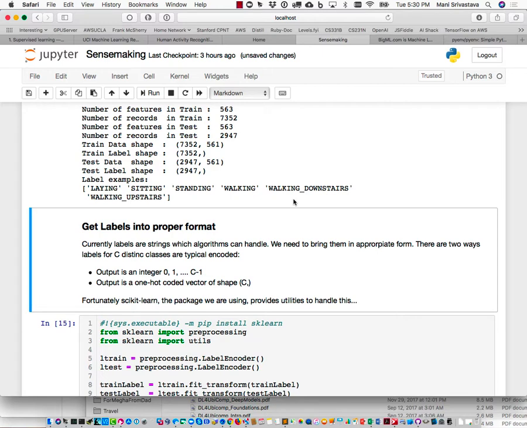So usually labels are things like strings or some numbers, but almost all packages and algorithms like to see labels in one of two forms. Either they expect output is, if I have C classes, output is 0 to C minus 1, or they expect that output is a one-hot coded vector of shape C. So what I mean by that is that output is a vector with C positions in it, and the value would be 1 corresponding to the label that is being predicted or is a correct label.